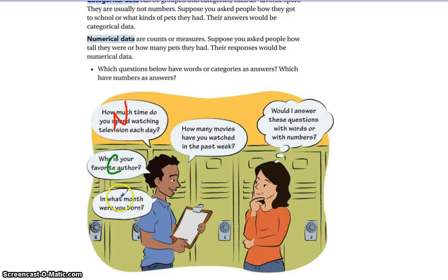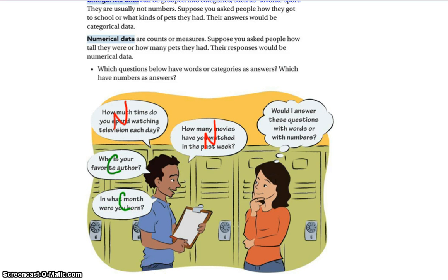What month were you born? Categorical. Those are words. Now, we can count the number of people that were born in January or February or April or May, and get a total number of people, but that is an entirely different question than what month were you born. How many movies have you watched this past week? That is another example of numerical data, because that's going to be a number. And then, would I answer these questions with words or numbers is simply deciding which of those four questions is numerical or categorical.